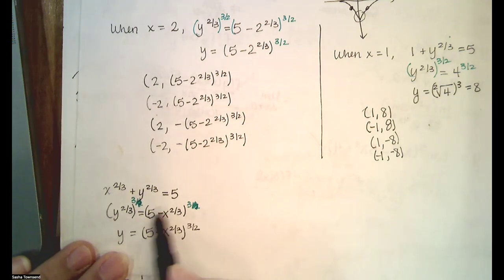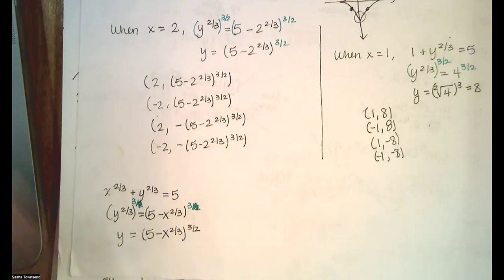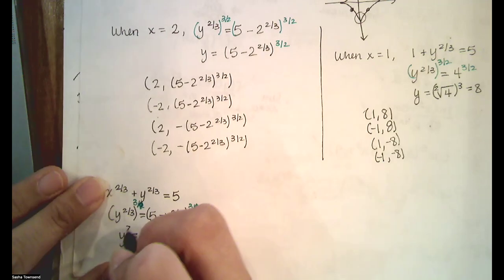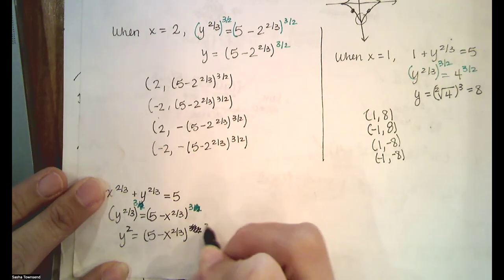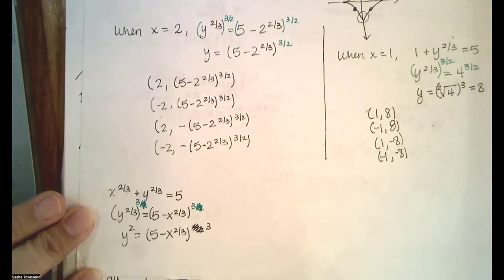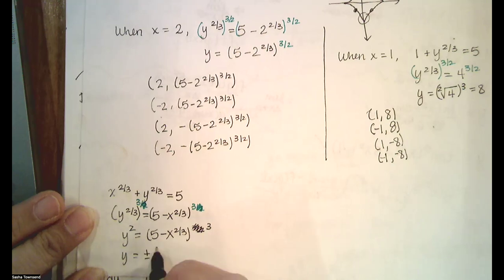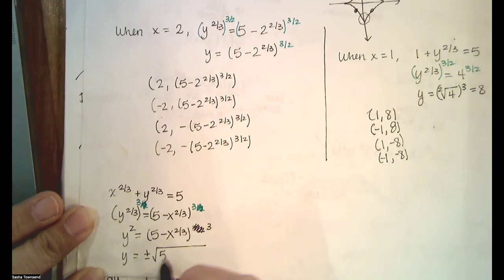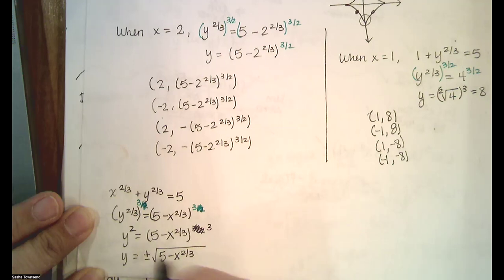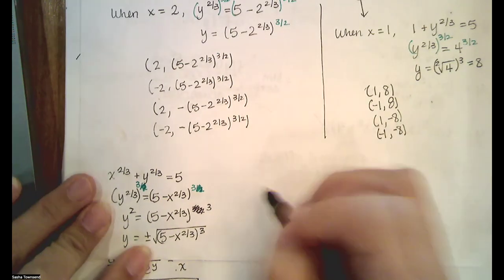So that would make this expression cubed equal y squared on the left-hand side. So y squared equals this number. And then if we take the square root, we should add a plus or minus. So now we have positive and negative values for y.